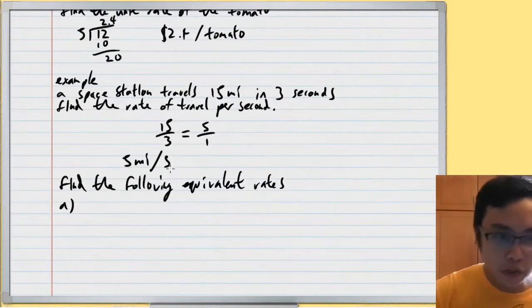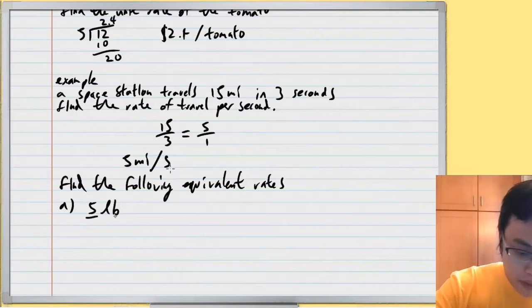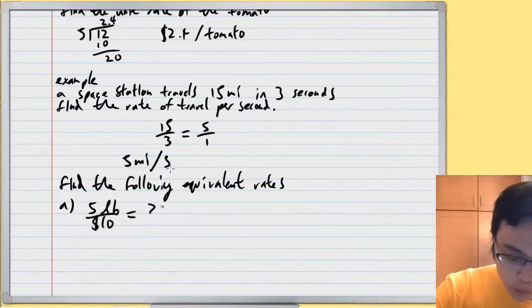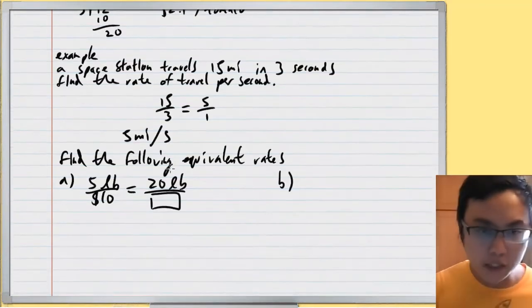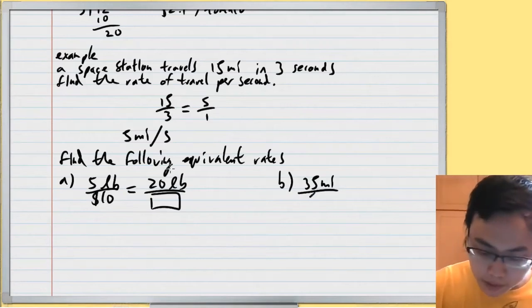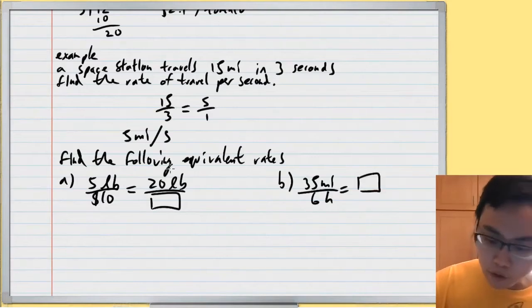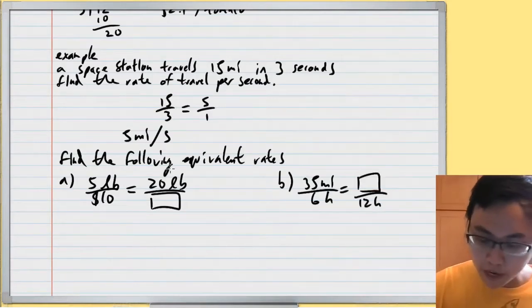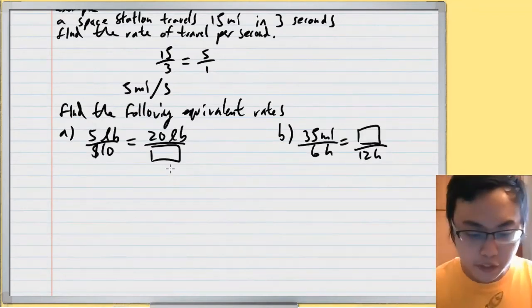So let's say we have 2 questions over here. We have 5 pounds for $10 is equivalent to 20 pounds for how much money? And then for B over here, I want you to complete that box inside. Let's say we have 35 miles, and it took you 6 hours to complete that. And so at the same rate, how far can you travel in 12 hours? So there's two questions over here. So you should complete this first.